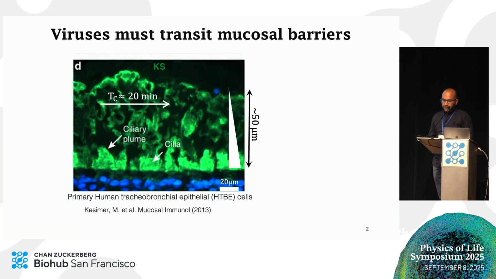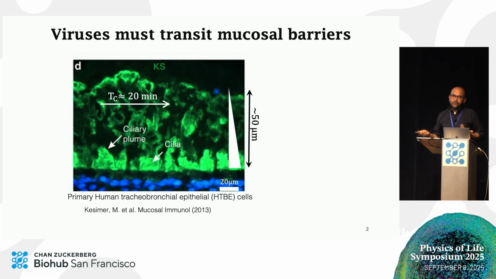I'm going to tell you a story about how influenza A viruses achieve directed motion without having any internal motors. Respiratory viruses like influenza must cross extracellular barriers such as the mucus layer. Here I'm showing you a cross-section of tracheobronchial epithelial cells, which have been stained for glycoproteins. As you can appreciate from this image, this mucus barrier is quite thick, around 50 microns, but it also has an increasing density of glycoproteins as you get closer to the cell surface.